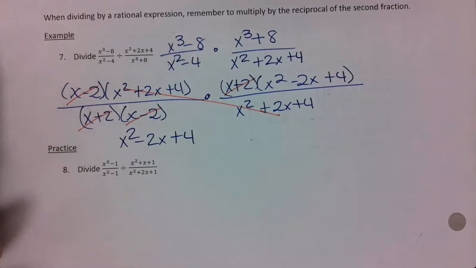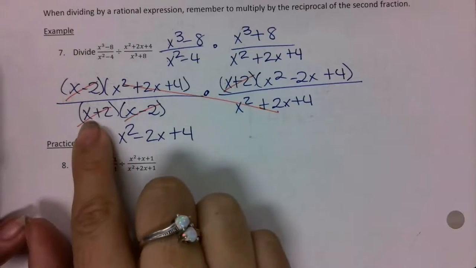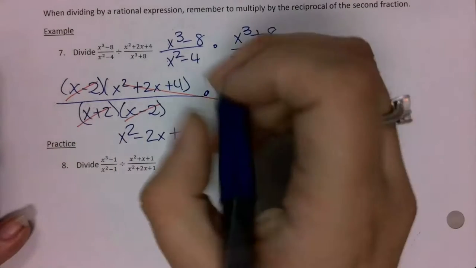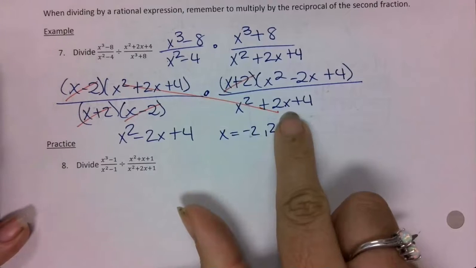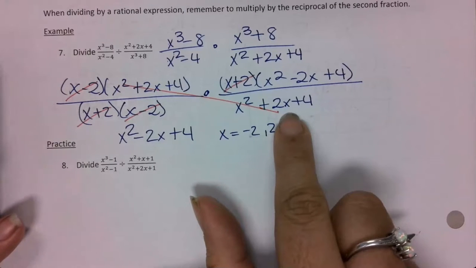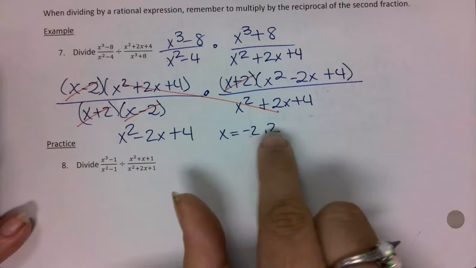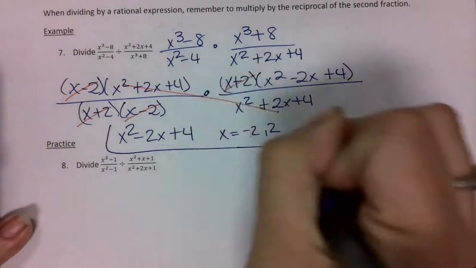And just like before when I canceled out terms, I had to find what they can't be. So I can't have negative 2 and I can't have positive 2. But this one, since I couldn't factor it any further, it's actually going to give me imaginary numbers for what it can't equal. And whenever I'm giving domain restrictions, I only give it for real numbers. So this is my final answer.